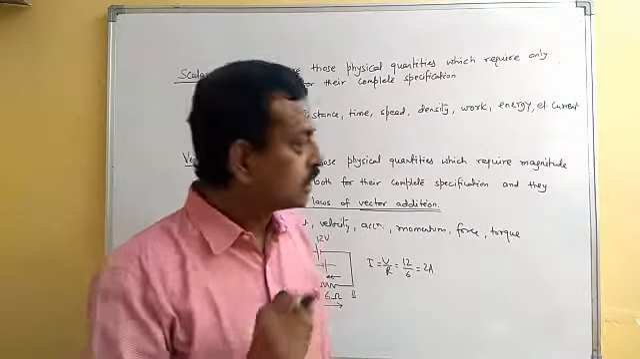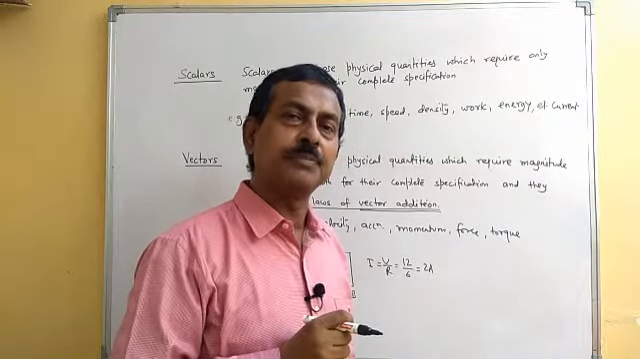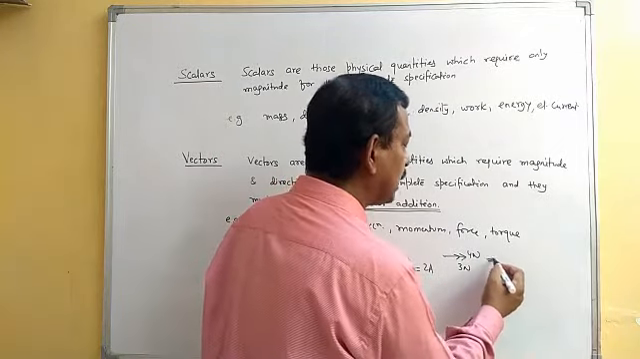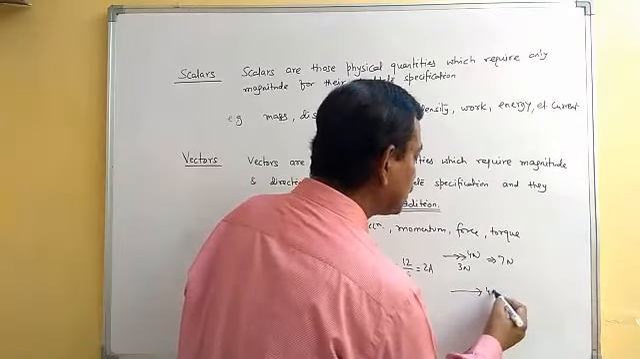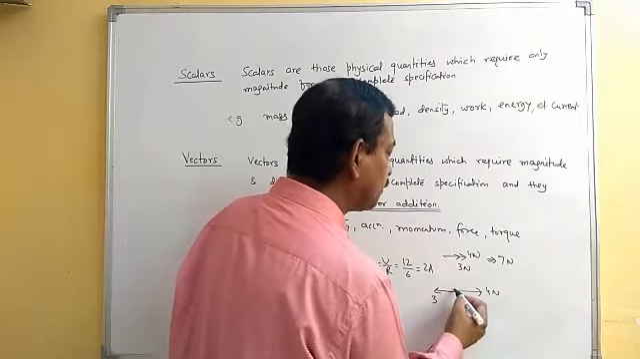For example, suppose you have a force of 3 Newton and 4 Newton acting on a body. If both act in the same direction, the resultant will be 7 Newton. If I take the force of 4 Newton in this direction and 3 Newton in the opposite direction, the resultant will be 1 Newton. If you take 3 Newton here and 4 Newton here, at right angles, the resultant will be a force of 5 Newton.